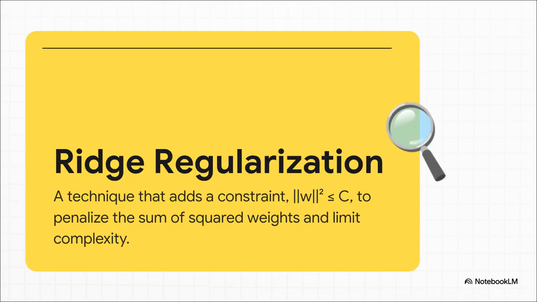Now, one of the most common ways to do this is called ridge regularization, and all that math on the slide boils down to a really simple rule. It's like telling the model, hey, go ahead and find a great curve, but you have a complexity budget. The numbers that define your shape, your weights, can't get too big and crazy. You have to stay under this limit.